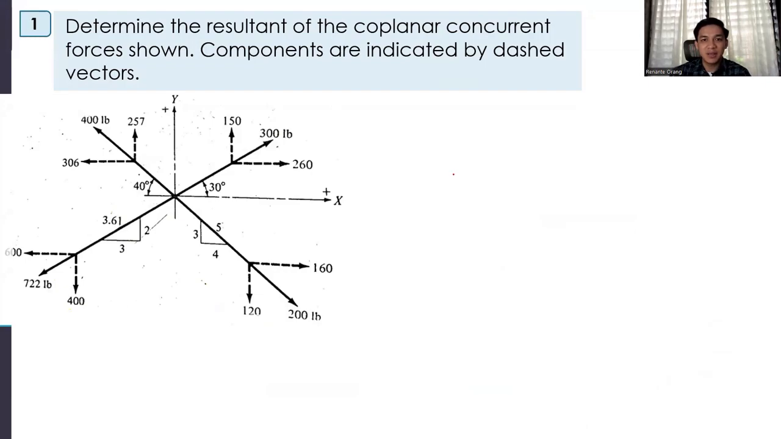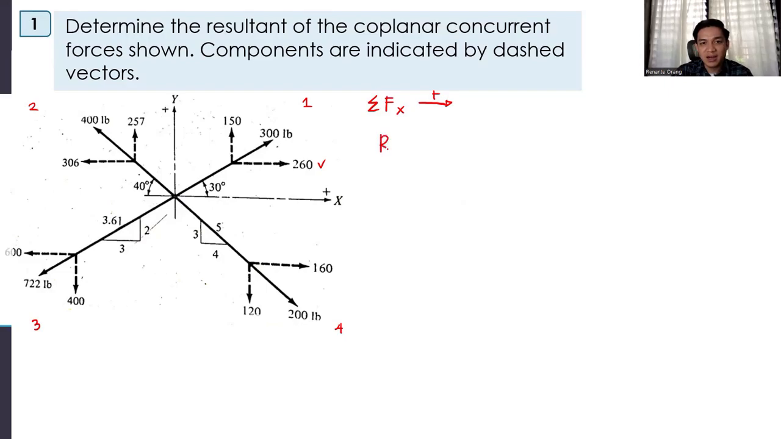Determine the resultant of the coplanar concurrent forces shown. Components are indicated by dashed vectors. In this problem, medyo madali lang siya kasi binigay na sa atin yung ating mga x and y components. So all we need to do is to have the summation in our x-axis and y-axis. So let's start. We have summation of forces in our x-axis where all right side forces is positive. So unahin natin tong force na to. Ito yung second, third, and fourth. Pwede naman din kahit sino yung unahin mo basta nandoon lang lahat ng forces natin. So eto, we have 260 that is positive.